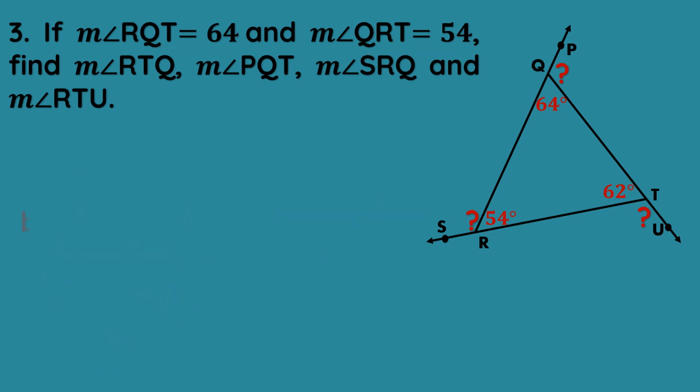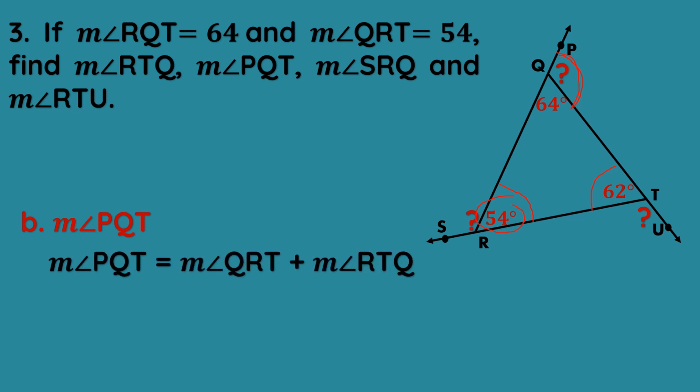We now have the measure of angle PQT. Angle PQT is an exterior angle whose two remote interior angles are angles QRT and QTR. Since the two remote interior angles of angle PQT are already known, we can now solve for the measure of this exterior angle. By the exterior angle theorem, we add the measures of the two remote interior angles and equate them to the measure of the exterior angle.